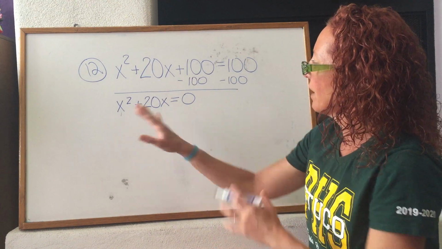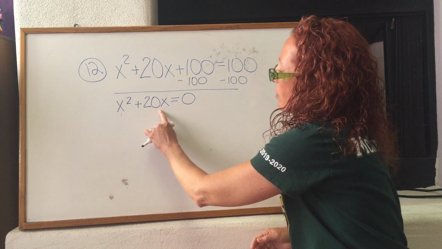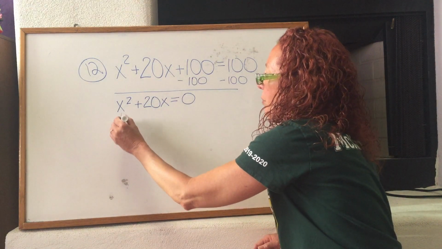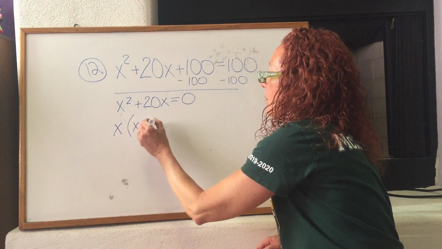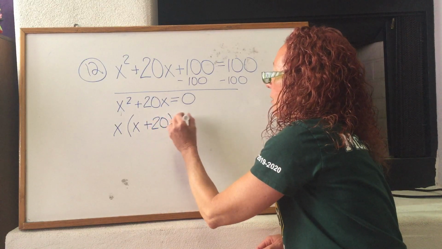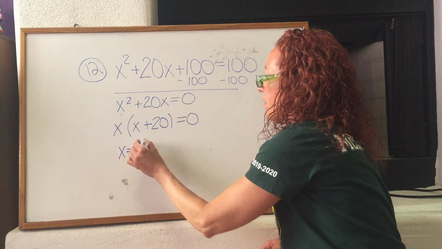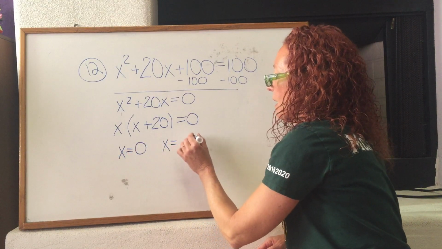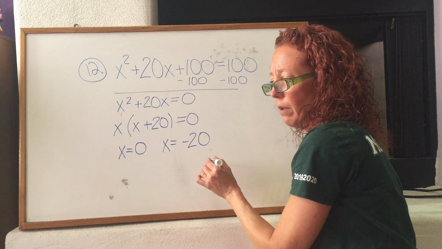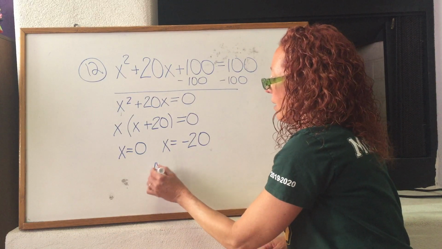But I would just pull out that GCF. You have an x in this term, you have an x in this term. I would pull that x out front, and I would just factor that up. That's going to be the quickest method. So this is going to give you x equals 0, and this is going to give you a negative 20, which makes the answer A.